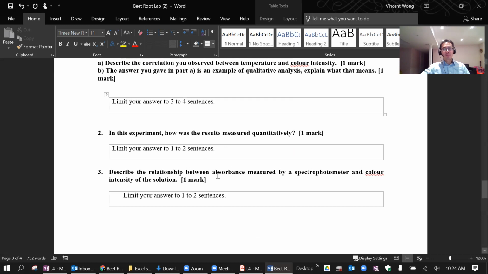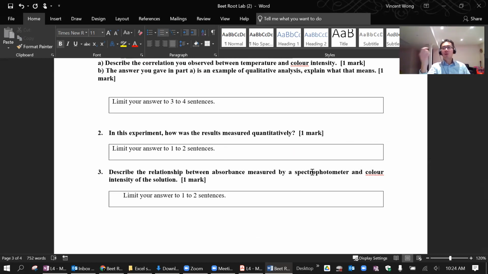Describe the relationship between absorbance and spectrophotometer. Again, the person in the video will explain what this means. I think she used a slightly different word. She said a calorimeter. Okay, it's similar stuff. They both measure the color. They give you a number instead.